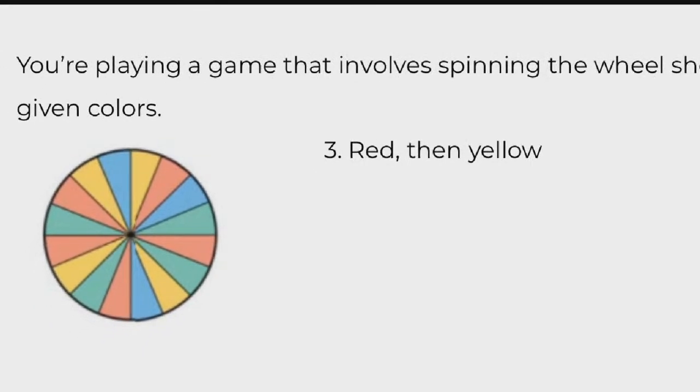Okay, so there are 16 different pieces on here. So 16 places that it could land. And we want to spin a red, then a yellow. So there are 5 reds, and then of the 16, there are 4 yellows. So if we multiply this, we'll get 5 over 64, which is about 0.0781. So you have about a 7% chance of spinning a red, then a yellow.